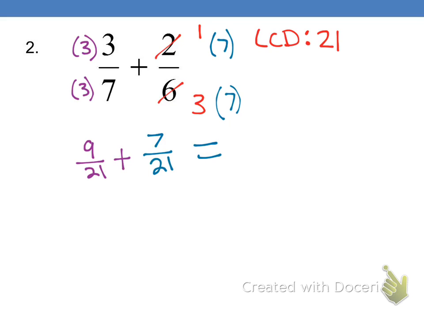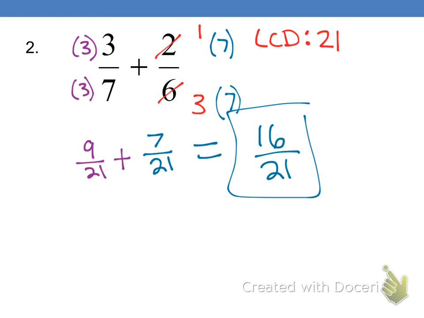Then we add the top. What's 9 plus 7? 16. 16. And of course the bottom stays 21. So this is one way to do it. This is not the original way that the notes had it completed. But I do prefer this way. So very good.